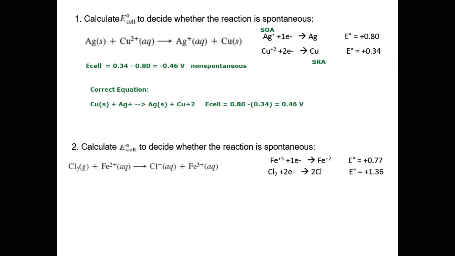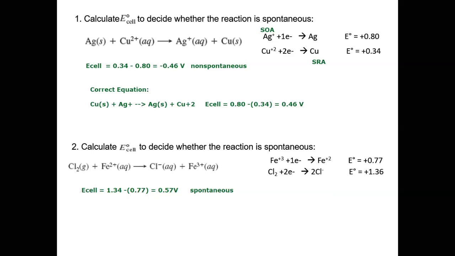Now we look at chlorine gas bubbled through a solution of iron 2 plus. We get chloride and iron 3 plus. Again, E of cell: chlorine is reduced, that's our E of cathode, and then iron 2 plus is oxidized. So we minus 0.77, and we get 0.57 volts, which means it's spontaneous.